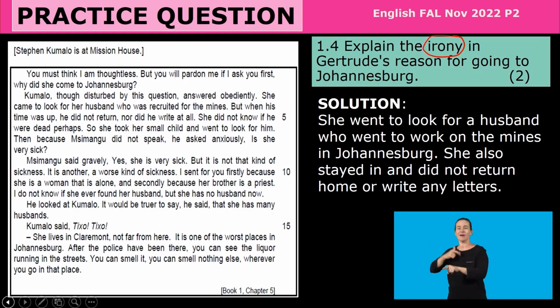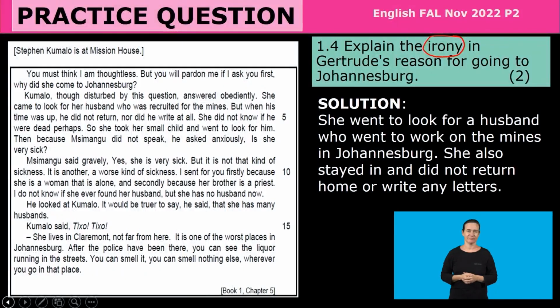She also stays in Johannesburg. She doesn't return, and she doesn't write any letters. So which means that the reason why she went is also the reason why she stayed, right? So the irony here is she has to look for her husband because he doesn't return and he doesn't write letters, and she falls into the very same trap. What she said she's going to do is opposite to the reaction that she displays, all right? And there we have our irony question answered.